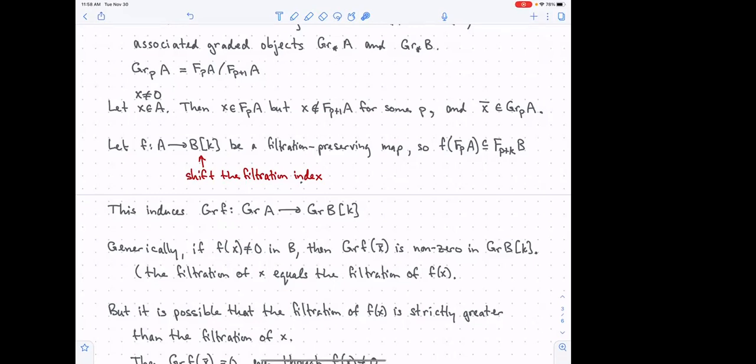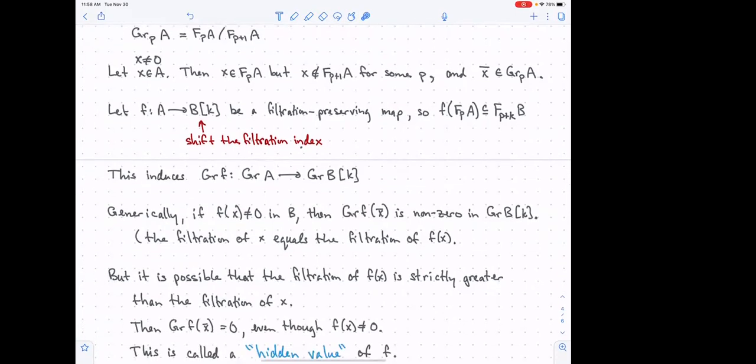So typically, and I say typically without using it in any precise sense, I just mean the easy case, the base case: if you take a non-zero value of this map f, say f of x is not equal to 0 in B, then typically gr f of x bar is non-zero in gr B. In other words, typically a non-zero value of f is seen as a non-zero value of gr f. But that's not what happens all of the time. Some of the time, it's possible that the filtration of f of x is strictly greater than the filtration of x. Since f is filtration preserving, that puts a lower bound on the filtration of f of x, but it might be that the filtration is even higher, just coincidentally, in a special case.